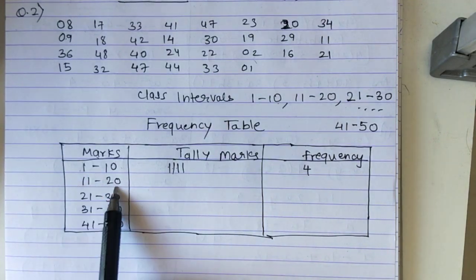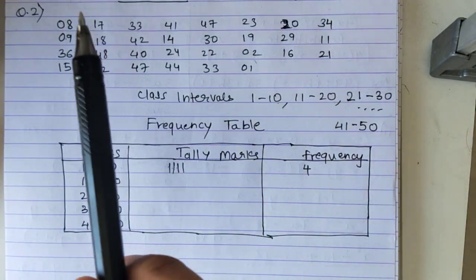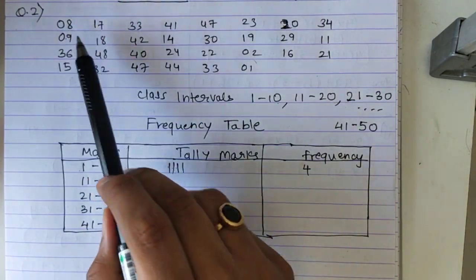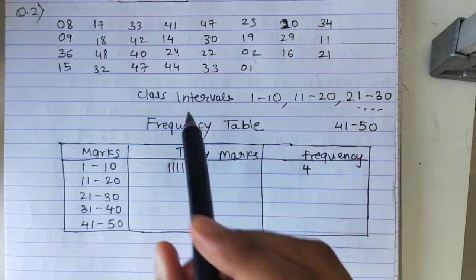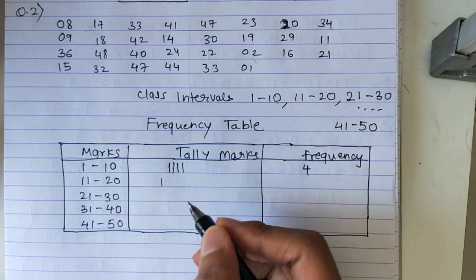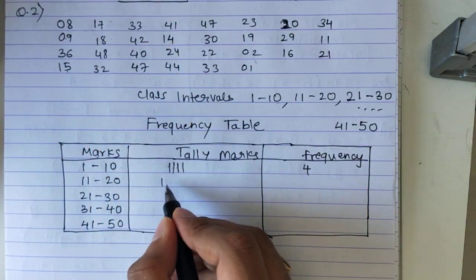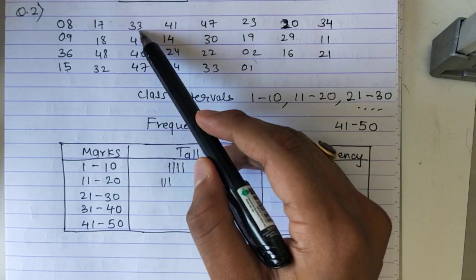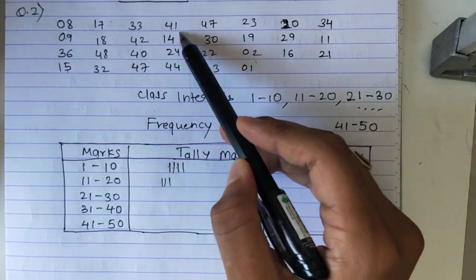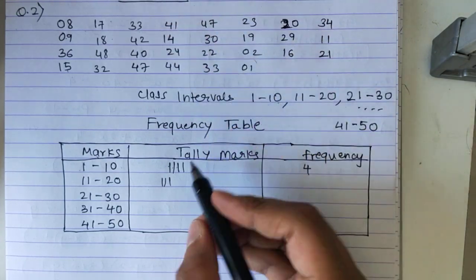Now let's go to the second range, 11 to 20. So let's see how many people have scored between 11 to 20. So 15. 15 is between 11 to 20. 1. 15. Then 17, 18. Okay, so 2 more. 1, 2. Then 14 is between 11 to 20. So 1 more.